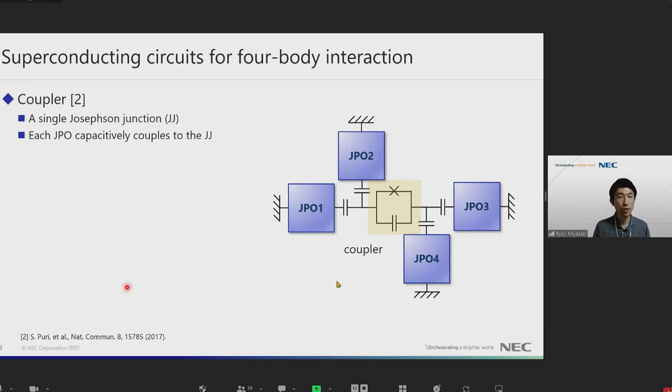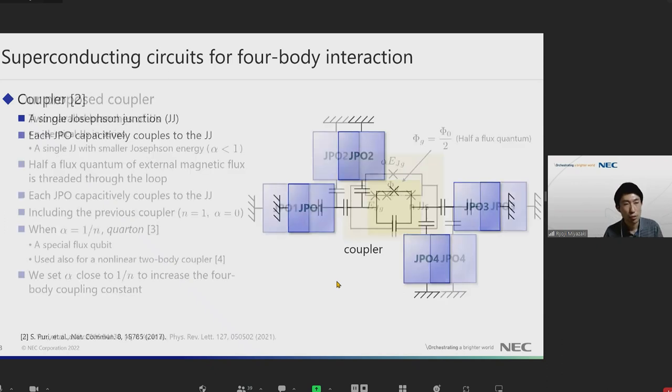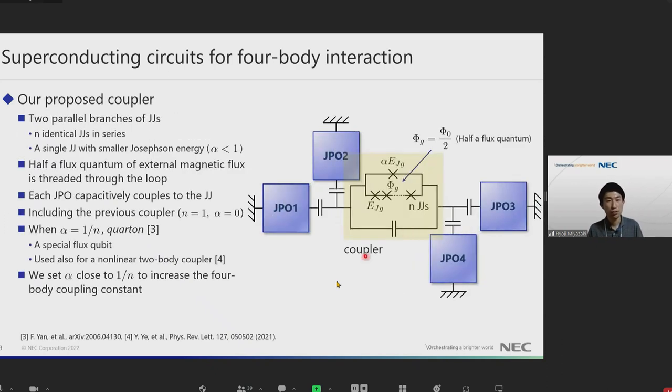First, I show the coupler previously proposed. Again, this has a single Josephson junction here, and each JPO is coupled to the JJ coupler via such a capacitor, like this. And our proposed coupler is like this. This is a generalized version of the previous one. This has a shunted capacitor and two parallel branches of JJs. One branch has n identical JJs in series with a Josephson energy denoted by EJG, and the other branch has a single JJ with smaller Josephson energy than that of the first branch, with coefficient alpha that is smaller than one.